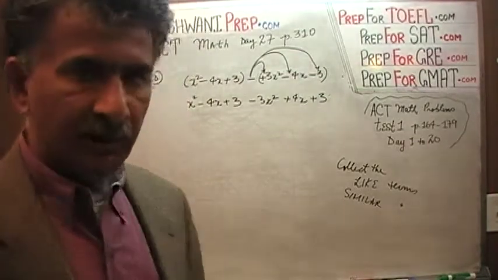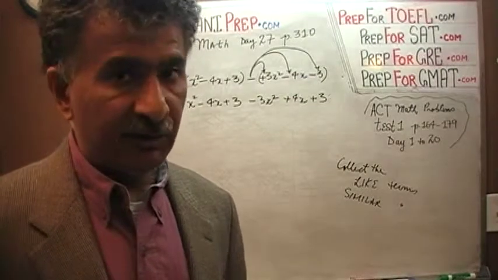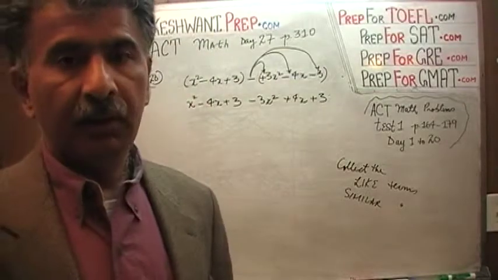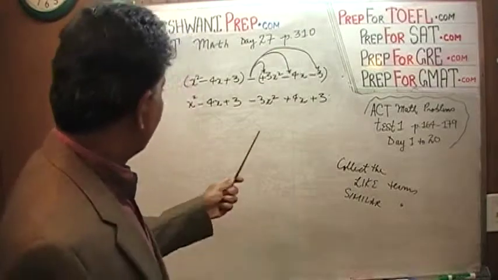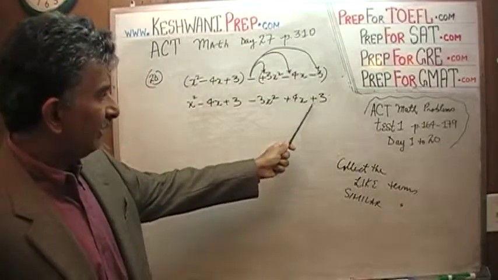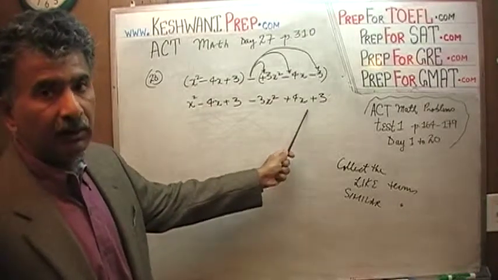The word like here is not as in I like you. That's not what it means here. Like in this context means similar. And of course the antonym of like would be unlike. For example, 3 here and 4x here, because it has x with it and 3 does not have any x with it, these two are unlike terms. These two are dissimilar terms.